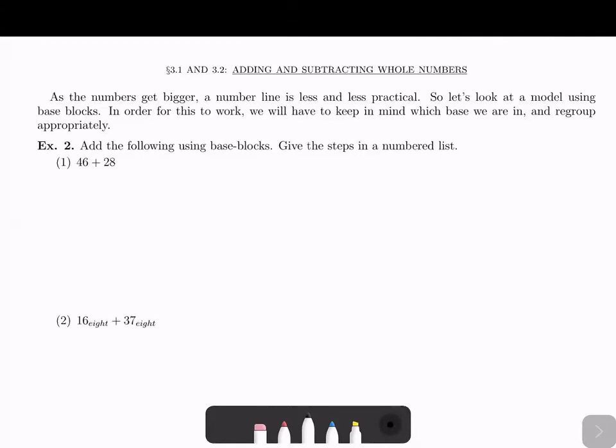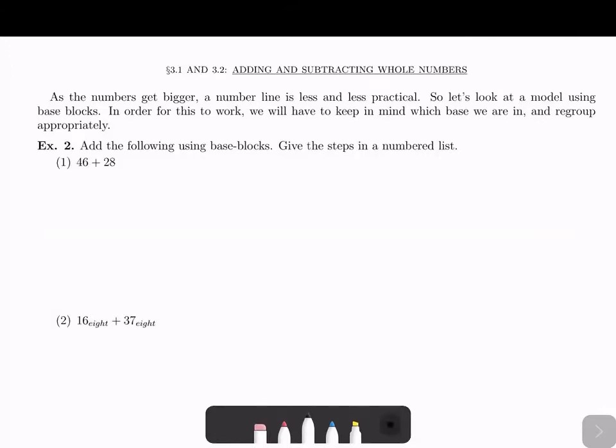So we're going to go through how to add using this model of base blocks, not only for base 10, but for other bases. So we're going to redo this example where we do 46 plus 28 to show how you'd write it on a paper like this whenever you're not using actual base blocks.